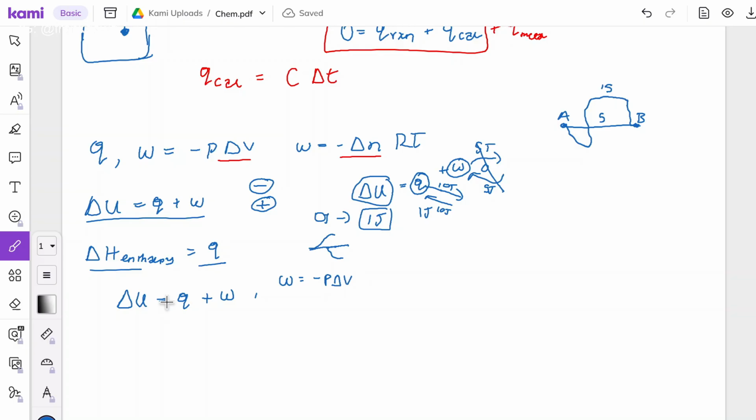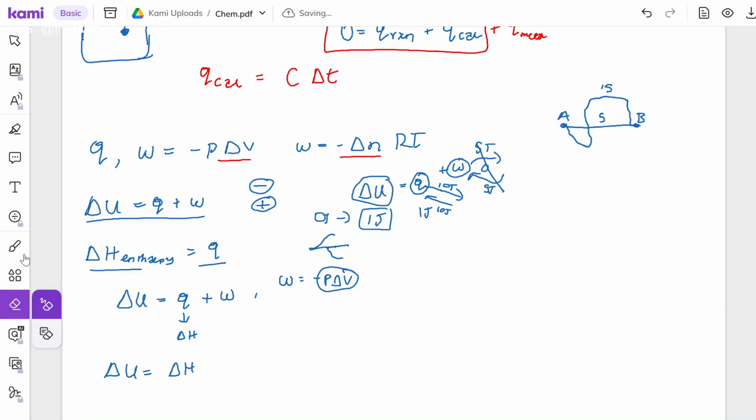Alright, so if Q is the same thing as enthalpy, which is this, it becomes the change in U equals the enthalpy plus the work, and work is this P V, so instead of a plus, it becomes a minus P delta V.